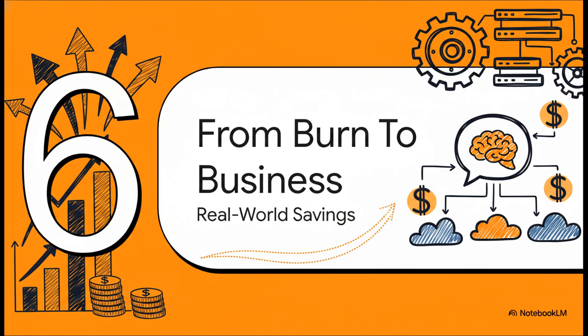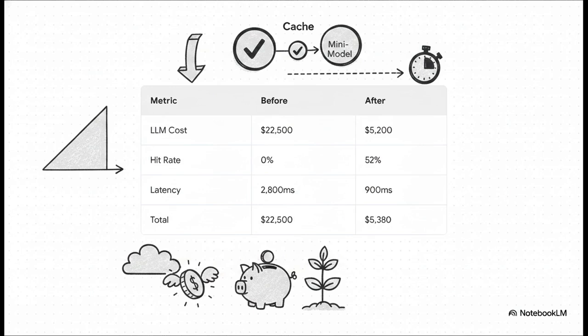Section 6. From burn to business. Let's look at the real-world savings. Check out this triumphant math for that exact same 10,000 user chatbot we started with. By hitting a 52% cache hit rate and routing 65% of the remaining queries to a mini model, our total monthly cost plummets from $22.5 grand down to just over $5,000. That's a 76% savings. Latency drops massively too, and that minor $180 embedding cost for semantic caching, it literally pays for itself in the very first hour of operation. This right here is the difference between burning your runway and building a real sustainable business.